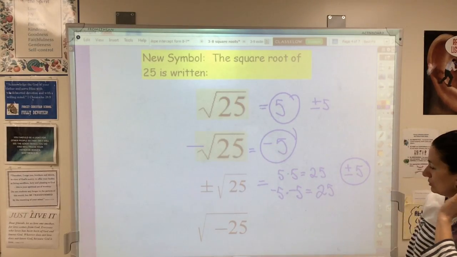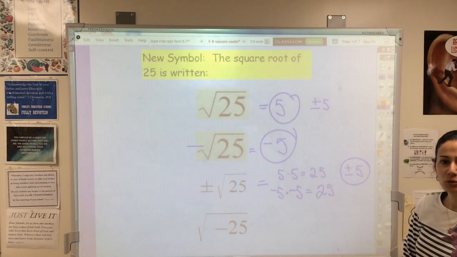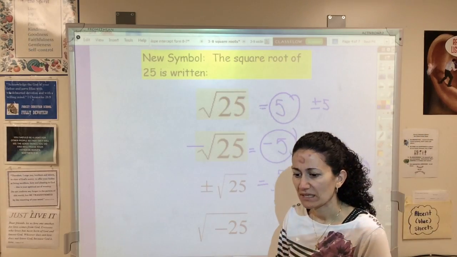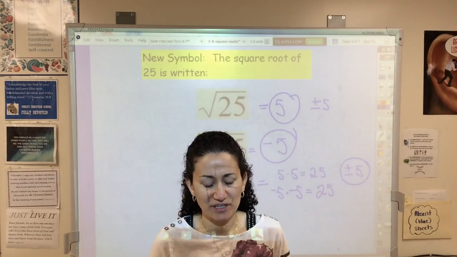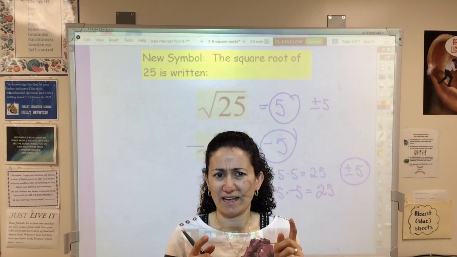Which brings us to one last example down here. The square root of negative 25. Now I want you to think for a moment. Is there any way to have a number and multiply it by itself to get a negative?